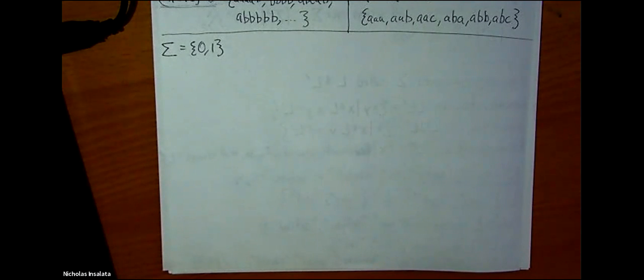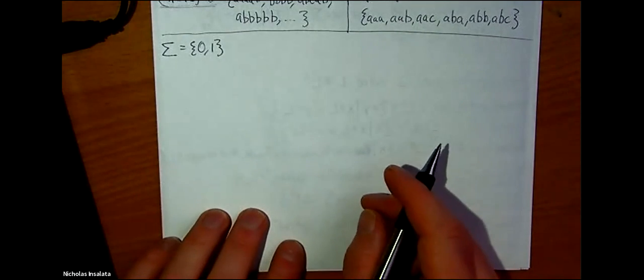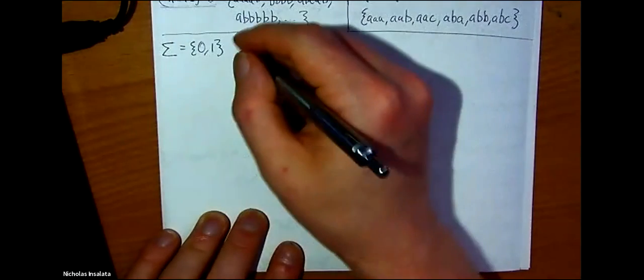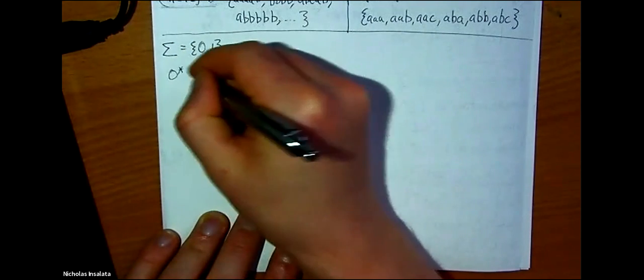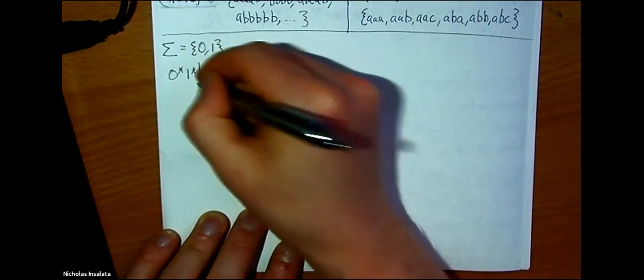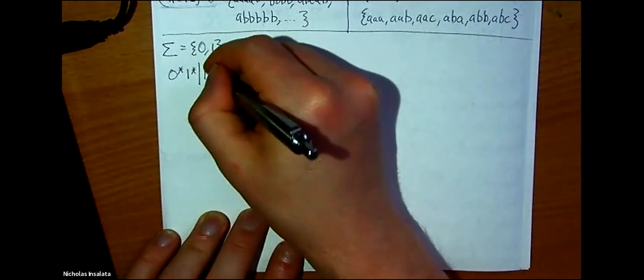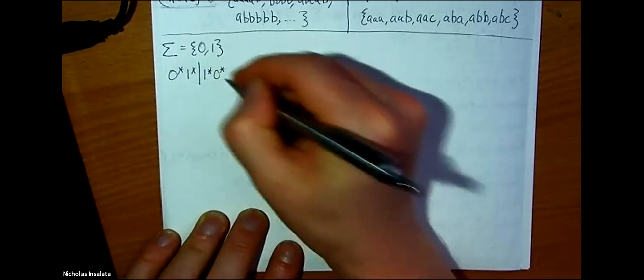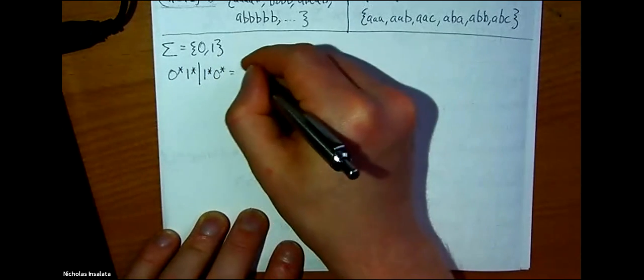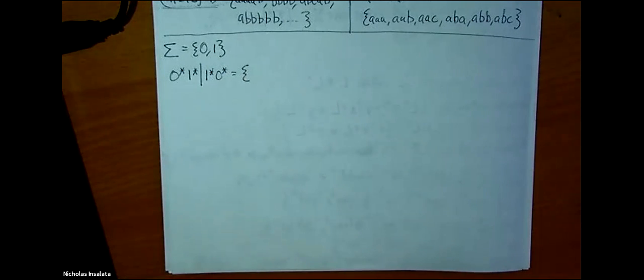And so what if I have the language 0 star, 1 star, or 1 star, 0 star? Okay, let's do a few examples of strings in this language.